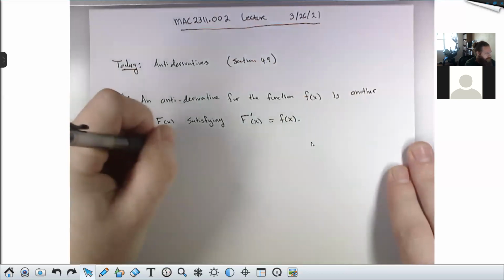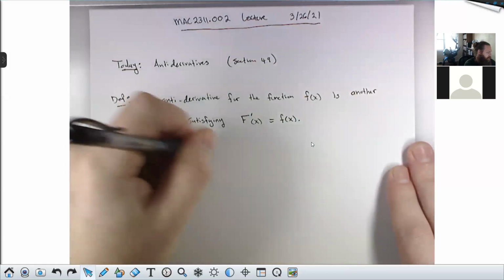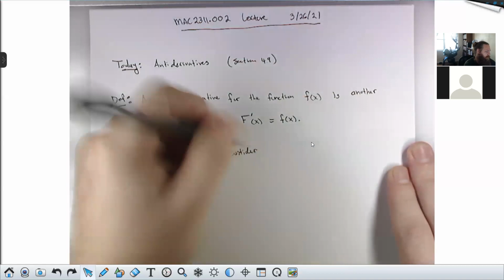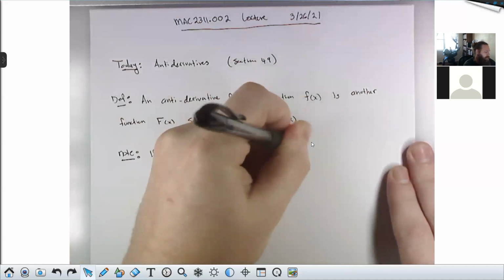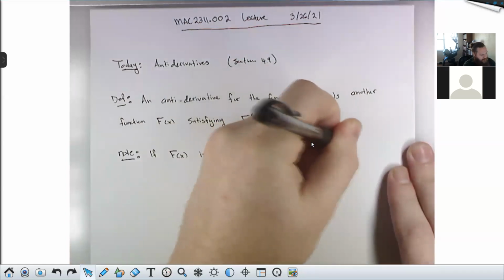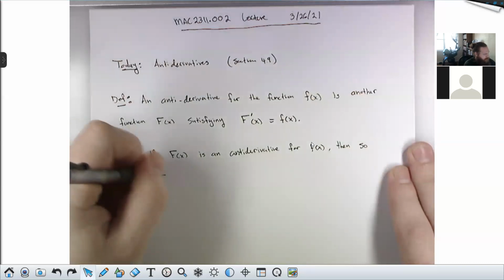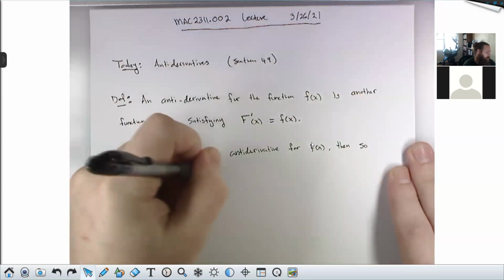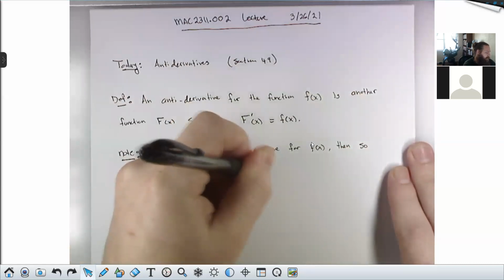If capital F of x is an antiderivative for little f of x, then so is capital F of x plus c for any constant c.